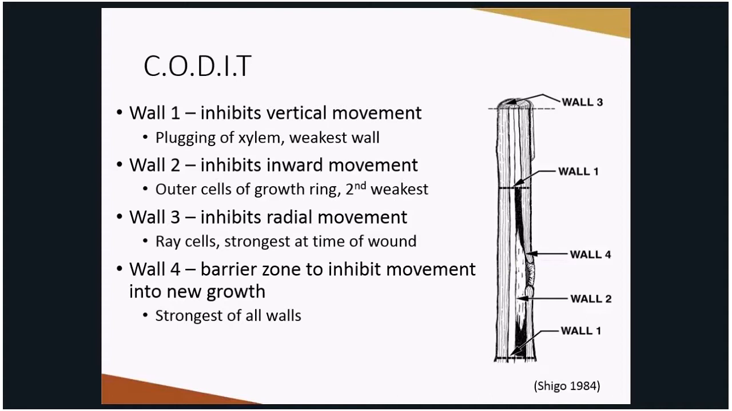Wall 3 inhibits the radial movement. So remember the ray cells we looked at that are oriented radially through the tree. It inhibits movement in that direction along those lines. That's actually the strongest at the time of wounding, but once the wound happens, immediately the tree starts to form wall 4, which is called a barrier zone, and that inhibits the movement into new growth. As that tree starts to grow around and encase this wound with new growth right here and right here, that barrier zone stops the movement of rot into the new growth. So it's the strongest of all 4 of the walls.